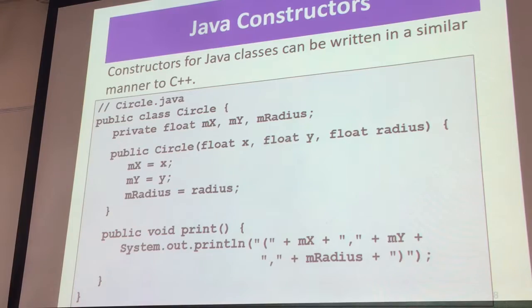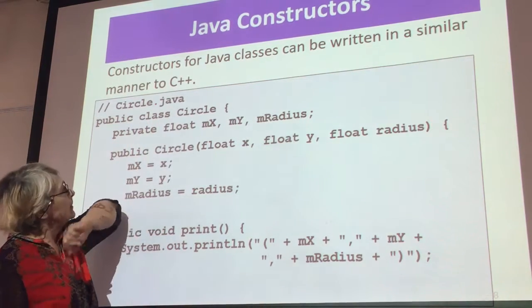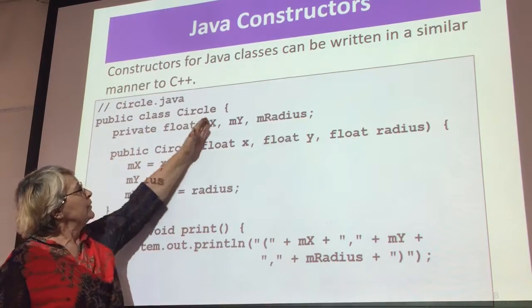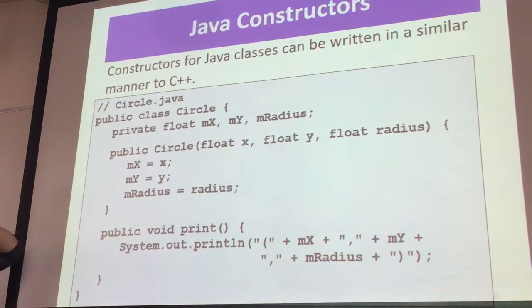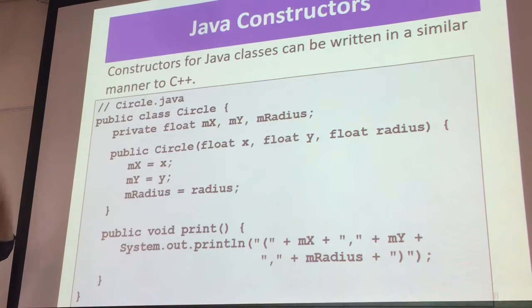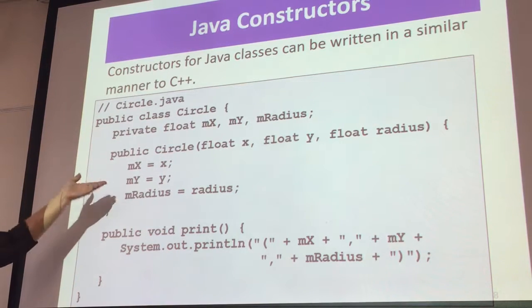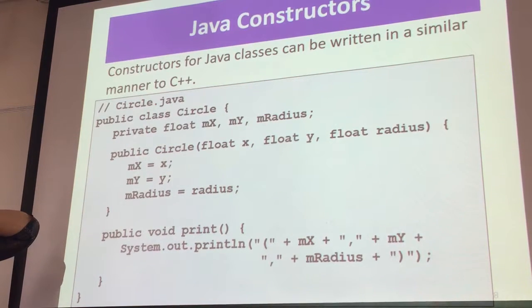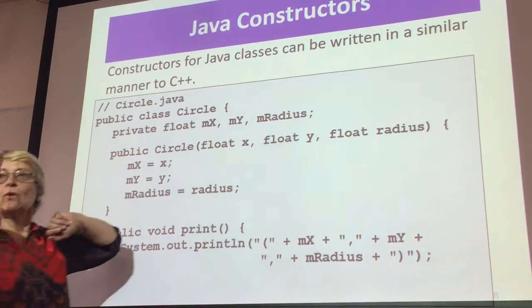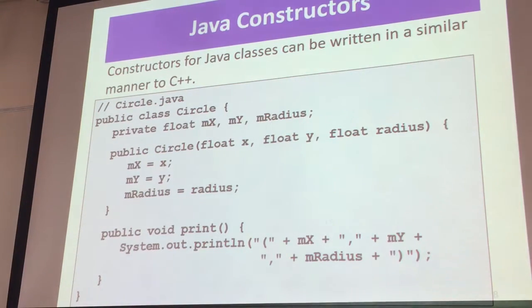Now, for our class circle, we have 3 data members. Remember, we had a circle in C++, and this is a constructor. Now, can you point out similarities between the constructor in Java and the constructor in C++? One similarity. Initialize. Sorry? Initialize. Yes, it does initialization of data members. So the constructor initializes the data members of the class. Another similarity.